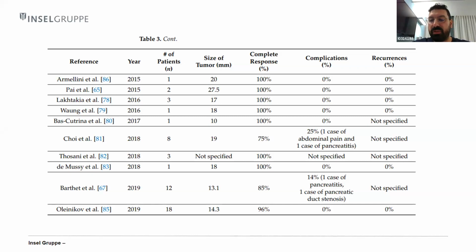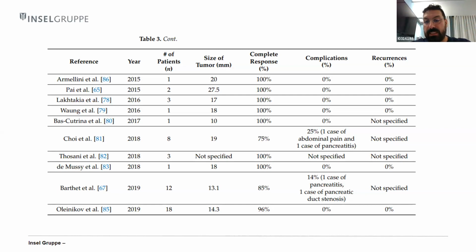representing a significant response, a more than 50% decrease in size, with a rate of 85.7%. So this significant response rate of 85.7% was consistent at 3 years follow-up.